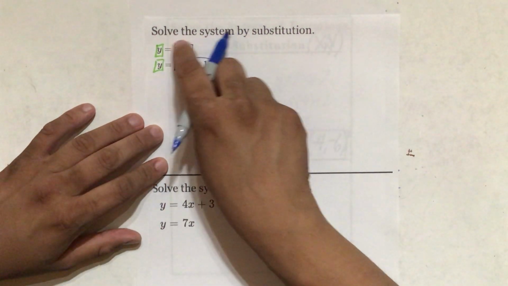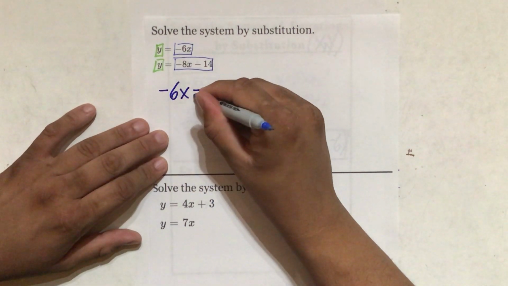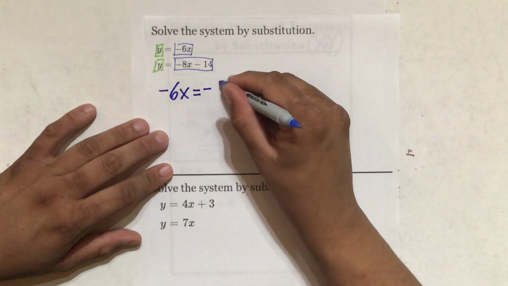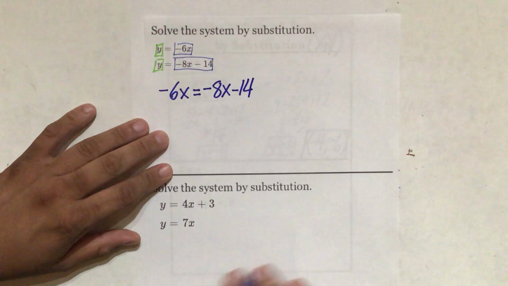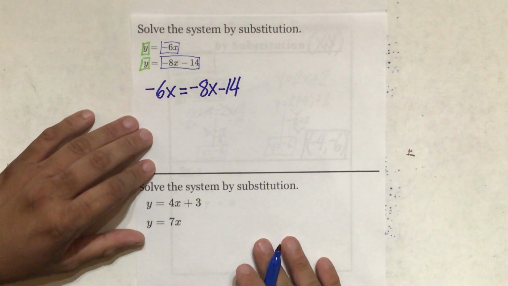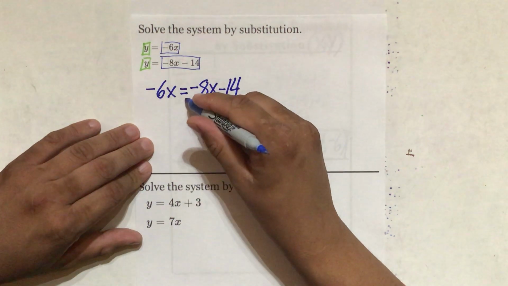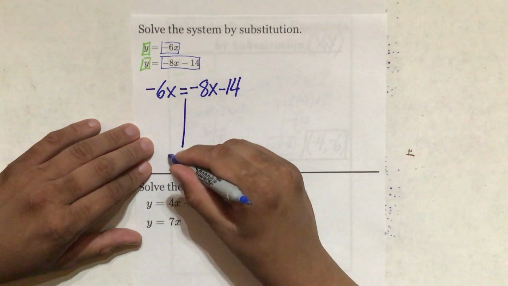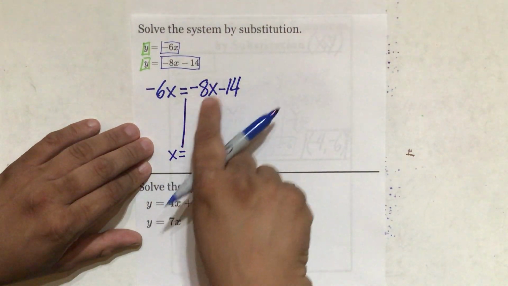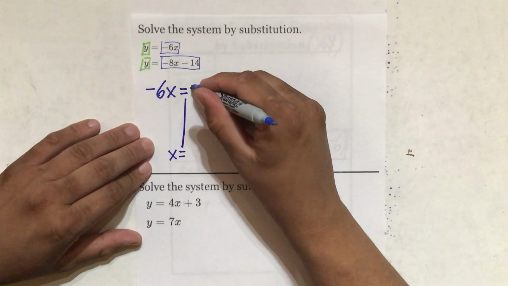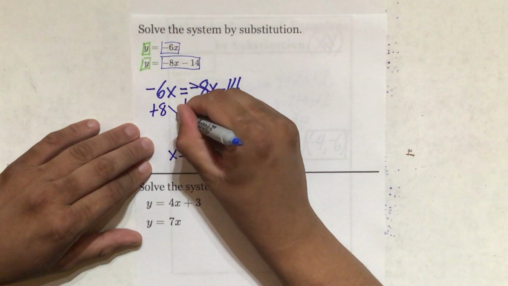So I'm going to say the top blue, negative 6x, is equal to negative 8x minus 14. Now I'm going to draw my line of separation, and I want to get x by itself on the left side. So I want to bring this negative 8x over to the right side. The opposite of negative 8x is plus 8x.